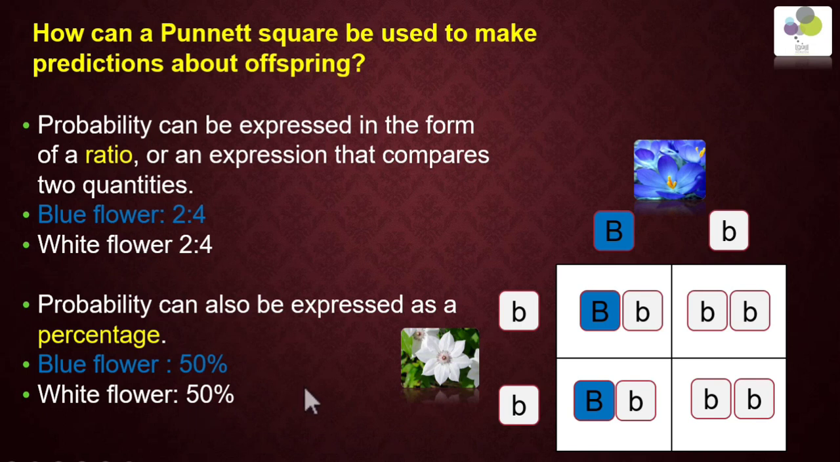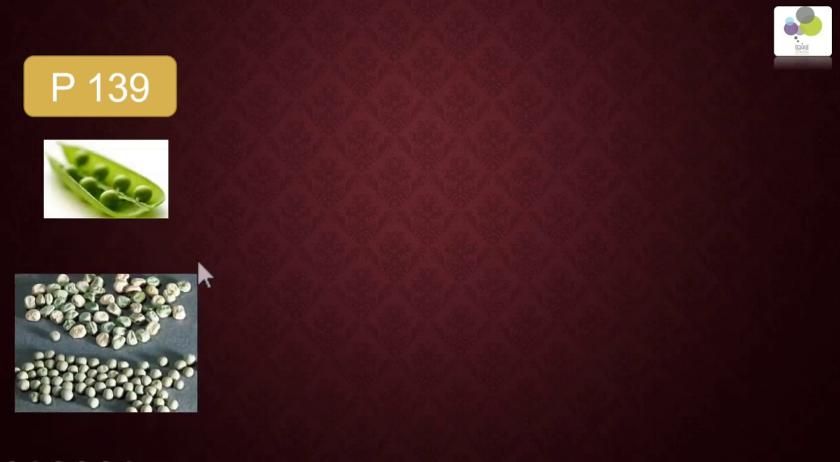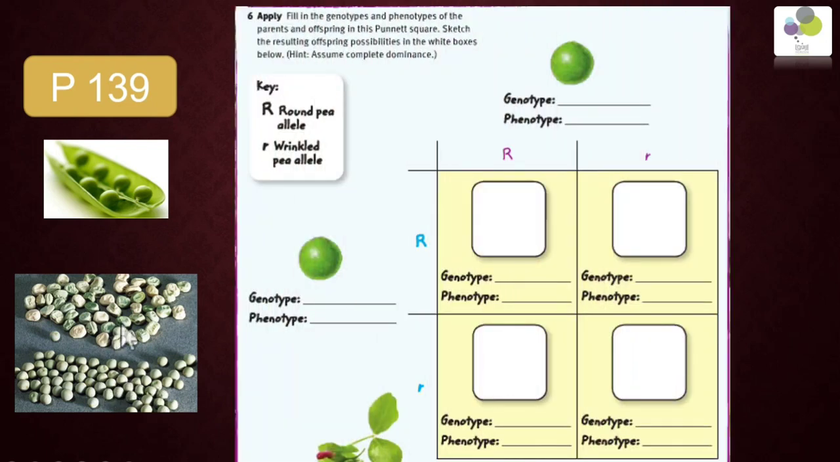Okay, let's take an example, guys. Can you open page 139? You can find this example about pea plants. As we know, guys, the pea plant has two shapes: round shape and wrinkled shape. This is the example in the book. Here, the key for this question is capital R, which is the round allele, and small r, which is the wrinkled allele. First of all, we have to write the genotype and the phenotype of both parents.